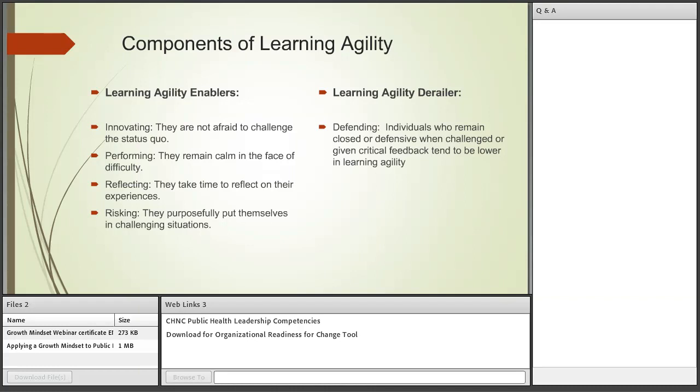So the next enabler is performing. Performing is being able to achieve results, to deliver when things are challenging. Often when things get challenging, we sometimes tune out. What agile learners do is they remain present and engaged. They stay engaged, they handle the stress, they're still listening, and they're trying, at that time, to solve the problems that they're facing by gathering data and processing the data quickly.